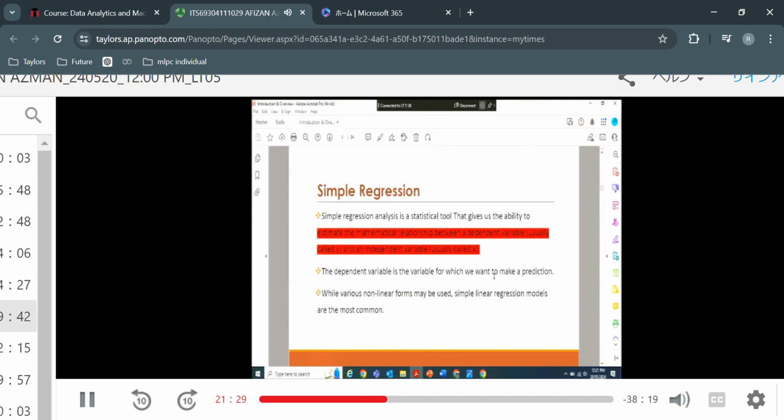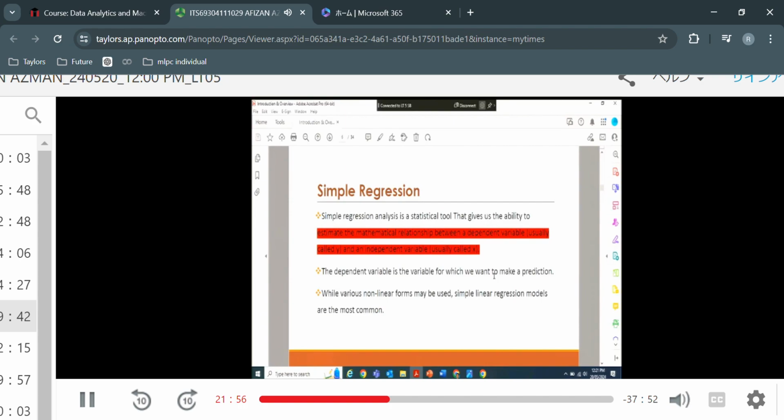So for simple linear regression, like I said, how many independent variables do you have? And how many independent variables for multiple linear regression? Two or more. Okay, you can have two or more. So if you only have one independent variable to check the relationship with your dependent variable, is the dependent variable y or x or m or c?